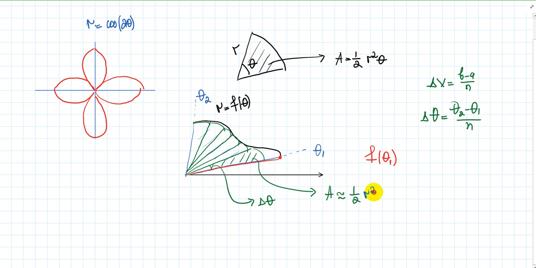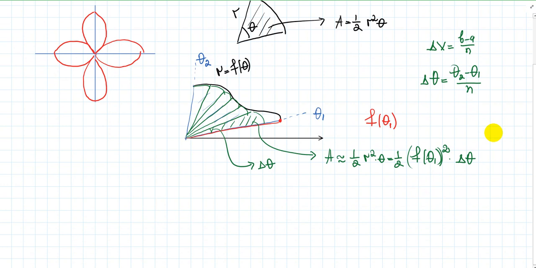1/2 r squared multiplied by theta, right? So what does the r mean? It is the distance between the point and the origin, right? How can I find the distance between the point and the origin? By evaluating the function at this angle, at theta, right? For example, in this case, we evaluate the function at theta 1, and then I square this, and then I need to multiply this by the angle. So what is the angle of the sector of the first one? Delta theta, right? Delta theta.